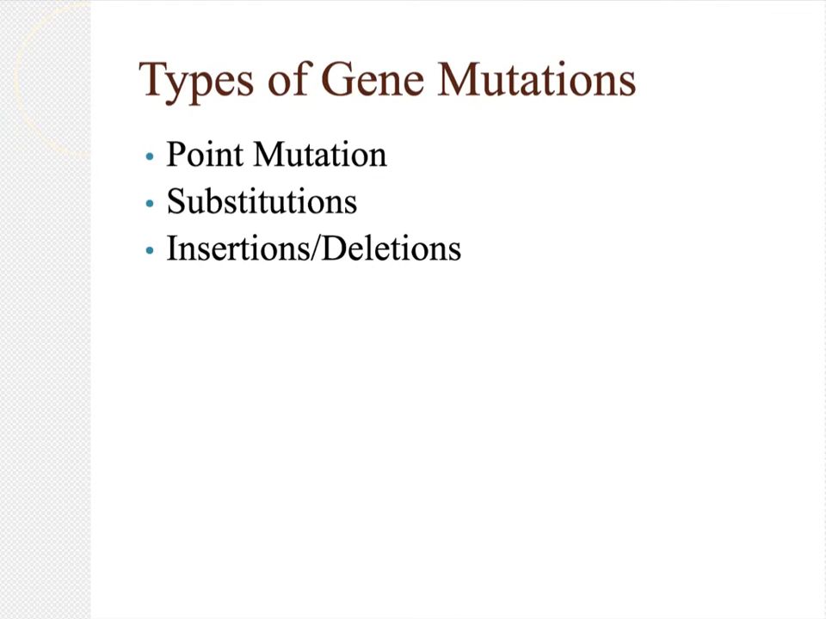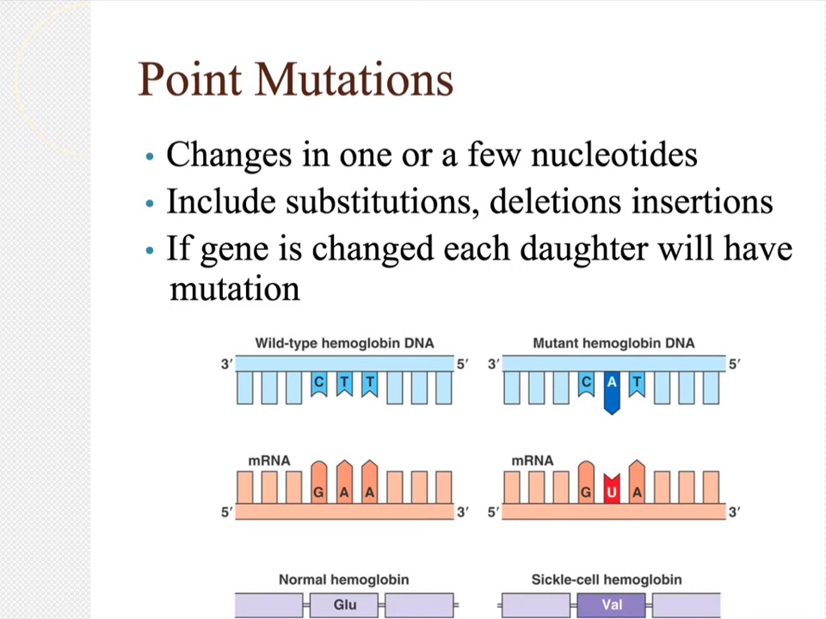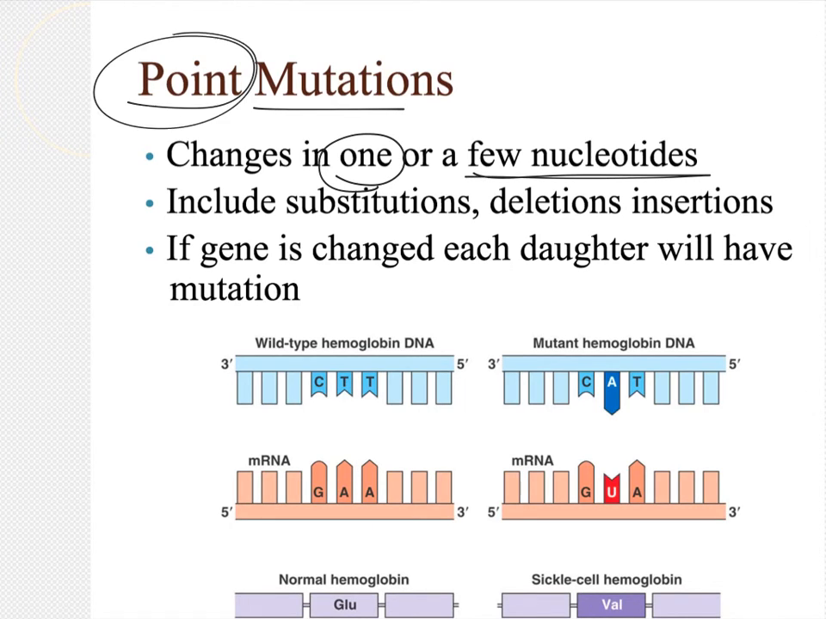I'm going to talk about 3 different types of gene mutations: point mutations, substitutions, and insertions and deletions. A point mutation is exactly as it sounds. It's a mutation in just one or a few nucleotides, or just a point in the DNA. Point mutations will also include substitutions and deletions, and if this gene is changed, each daughter will also have a mutation.